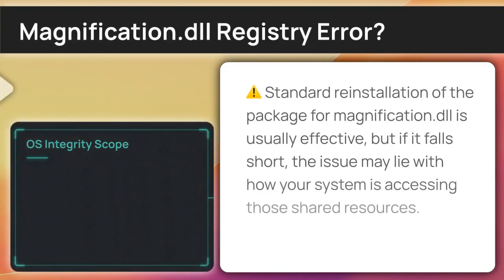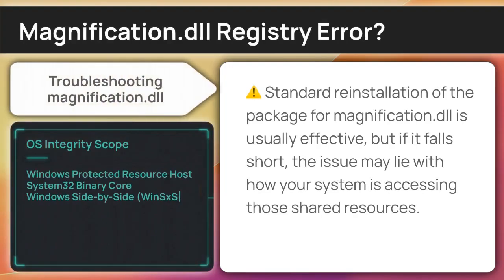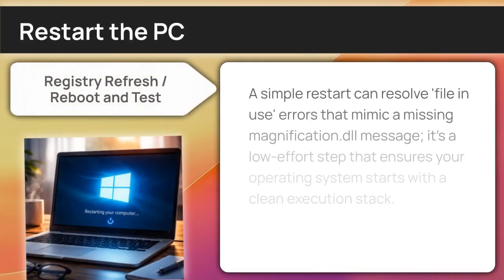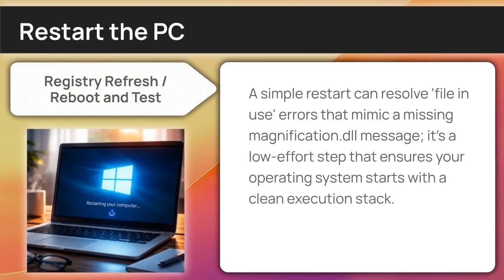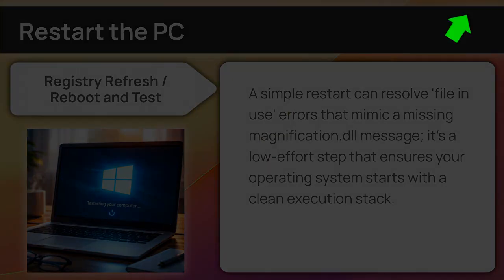If you're still finding yourself stuck after the reinstall, our next priority is to check for any active blocks in the system path. A standard restart allows the Windows bootloader to rescan your system directories and potentially recognize an unregistered Magnification Library component.